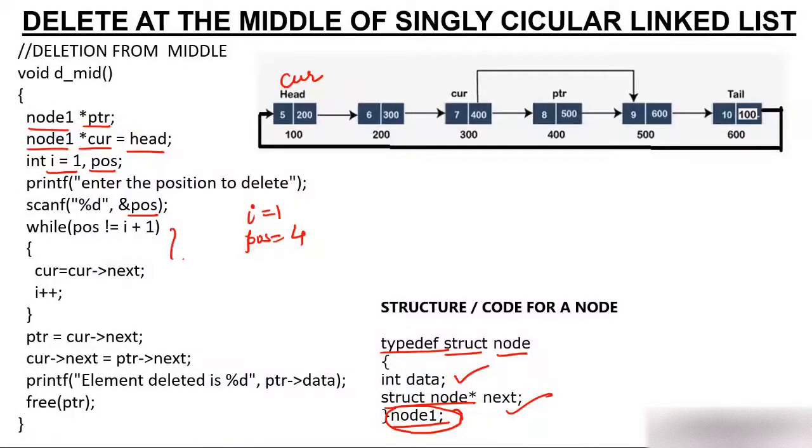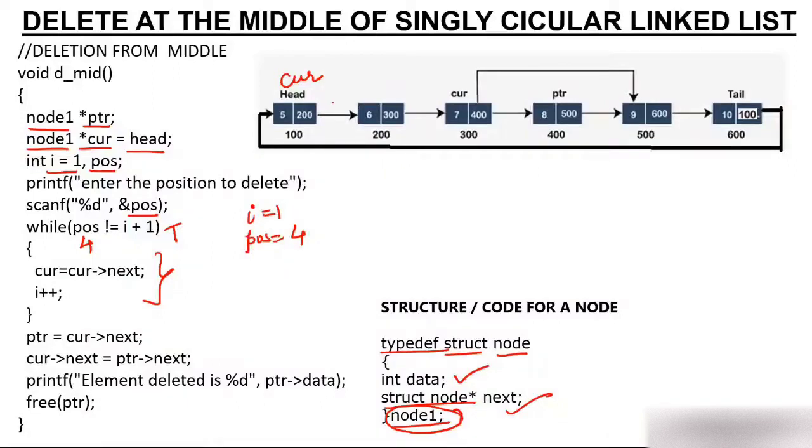This coding, I've already explained to you many times, and if you have seen my insert middle node, I've used this same coding, and in delete middle I'll use the same coding. While position is not equal to I plus 1, what is I? 1. So is 4 not equal to 1 plus 1? Yes, 4 is not equal to 2. The condition becomes true. I'll move inside and I'll update current.